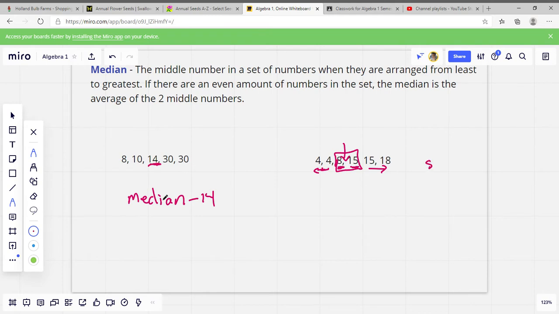So to find the average, we're just going to add those two together. 15 plus 8, which would be 23. And then we have to divide it by 2. So 23 divided by 2 would be 11.5. 11.5 is the median here. So right between 8 and 15 is 11.5.